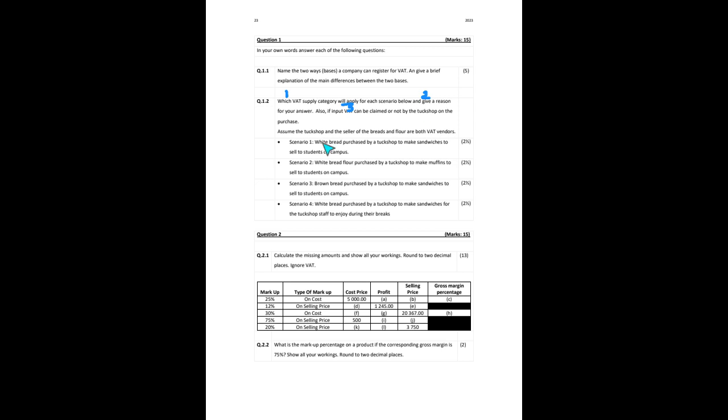So in each of these scenarios, there's two things that you've got to look at. What was the item we purchased? Is VAT applicable to that particular item or not? And secondly, what did they use that item for? And in those circumstances, is it applicable or not? Okay.